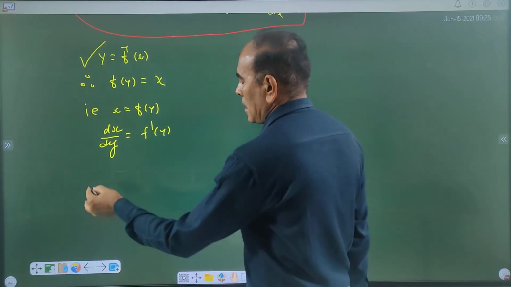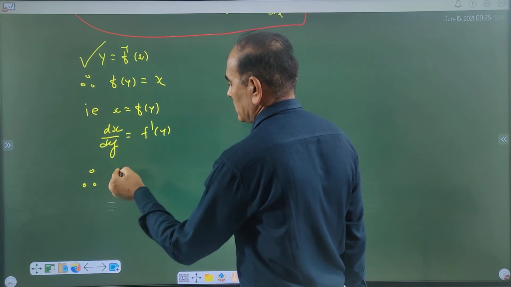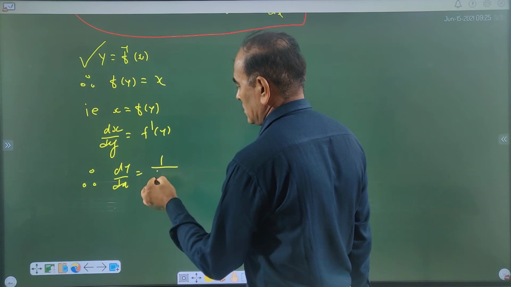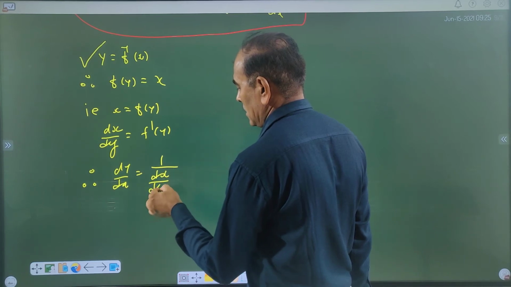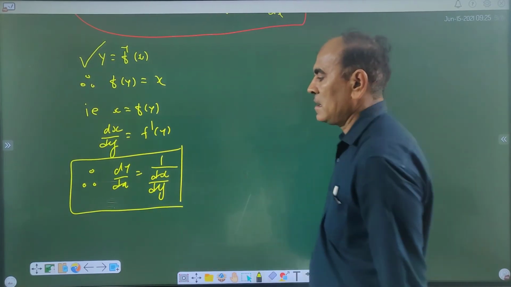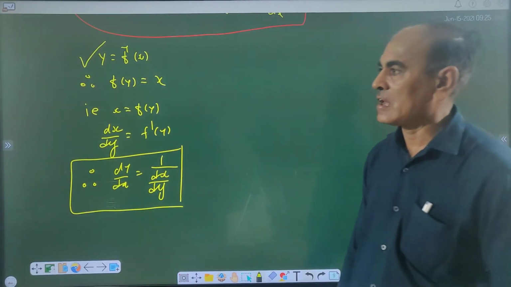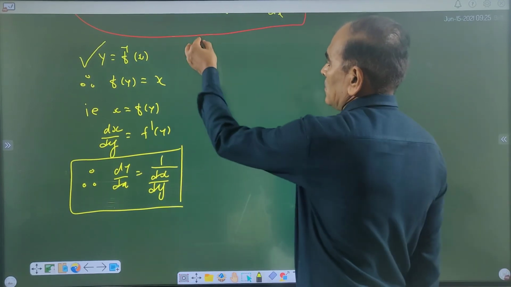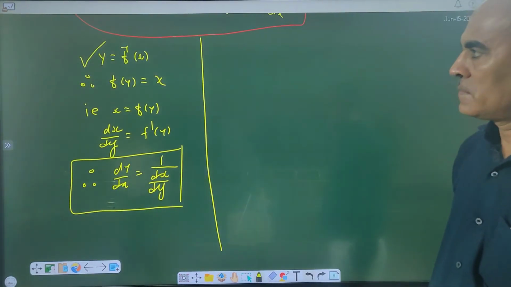Okay. Now this is the relation: dy by dx is equal to 1 upon dx by dy. We can find the derivative of an inverse function with the help of this standard form. But see, we don't want to prove it.